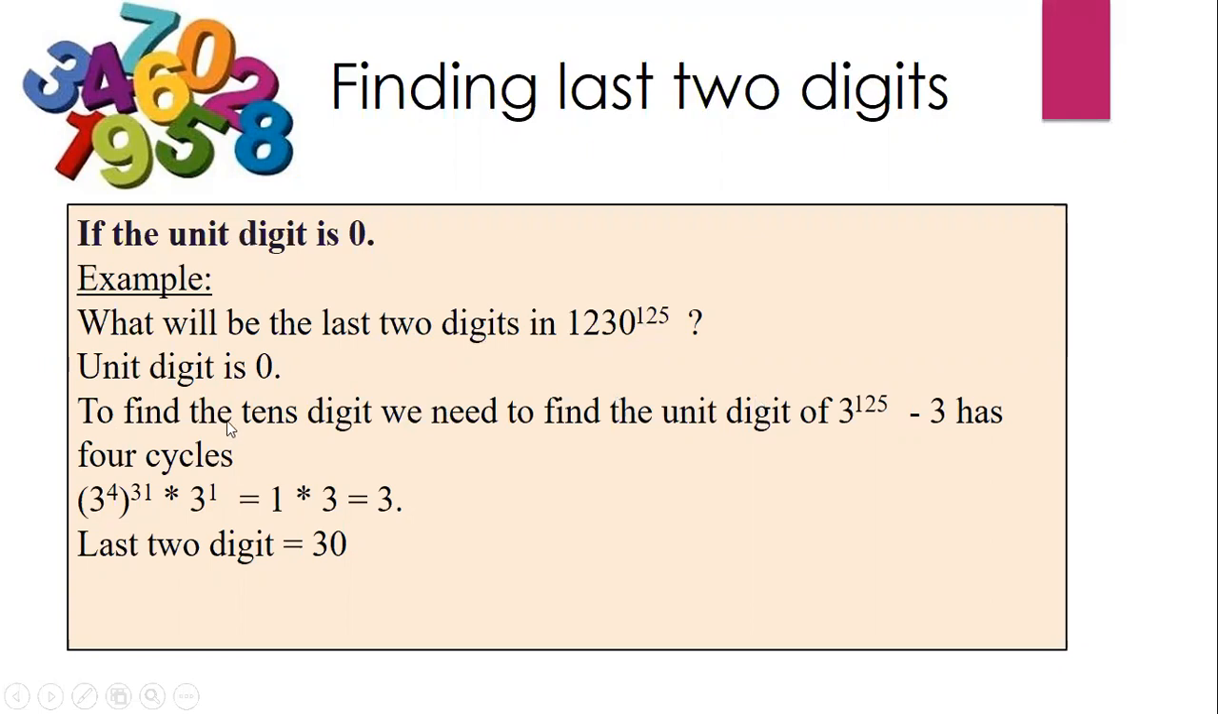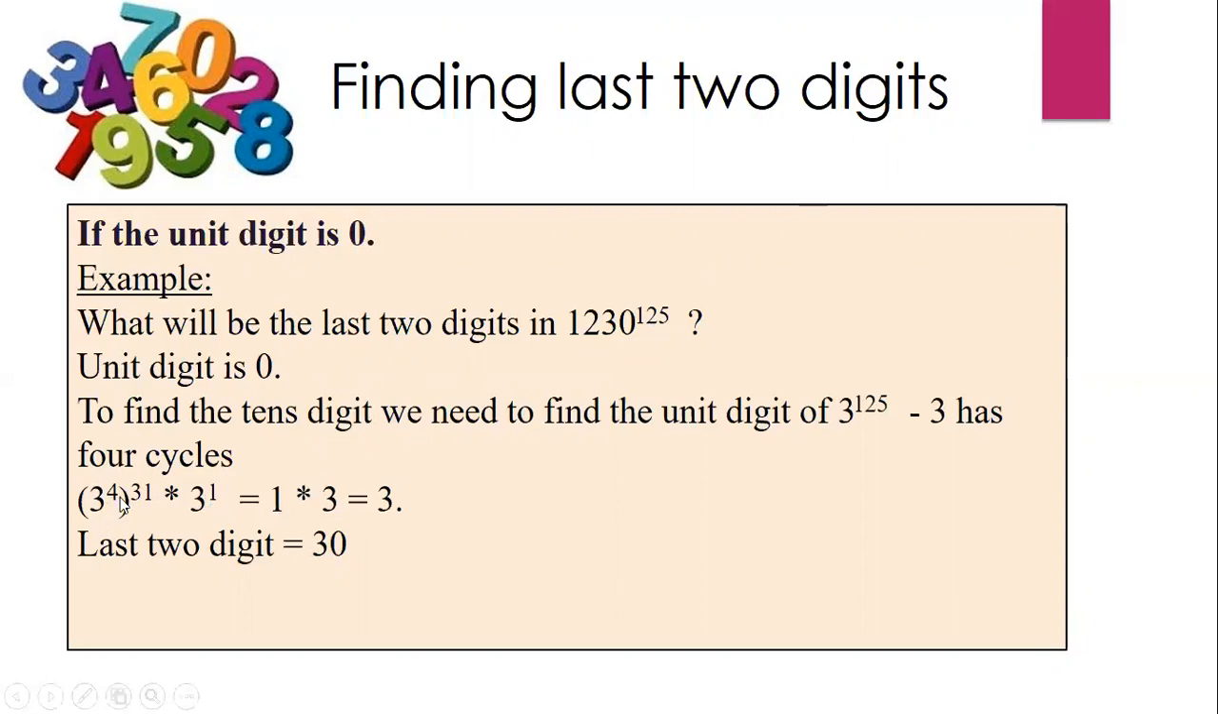To find out the tens digit, we need to find out the unit digit of 3 power 125. We have already discussed the unit digit of 3 power 125. 3 has a cycle of 4: 3, 9, 7 and 1. So we need to remove the multiple of 4. We can split it like this: 3 power 4 to the whole power 31 into 3 power 1, because 31 into 4 gives 124, and 124 plus 1 gives the power 125.